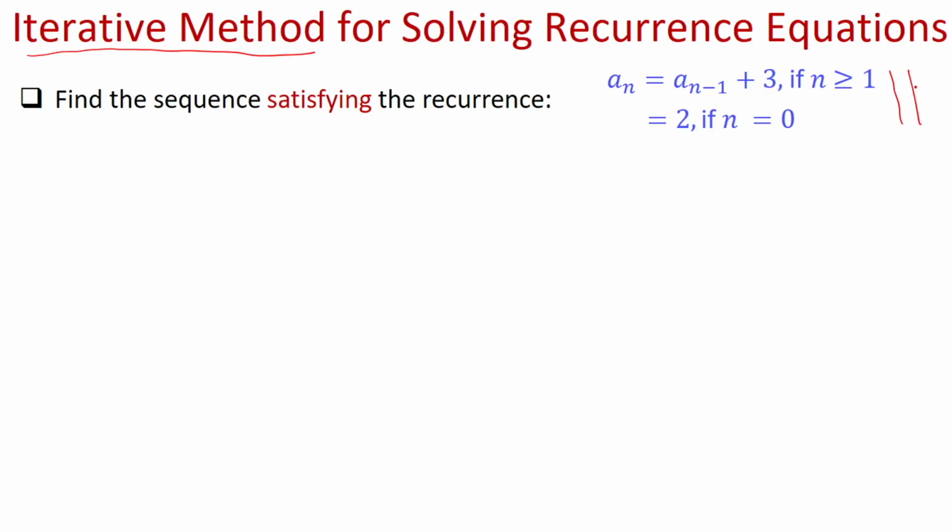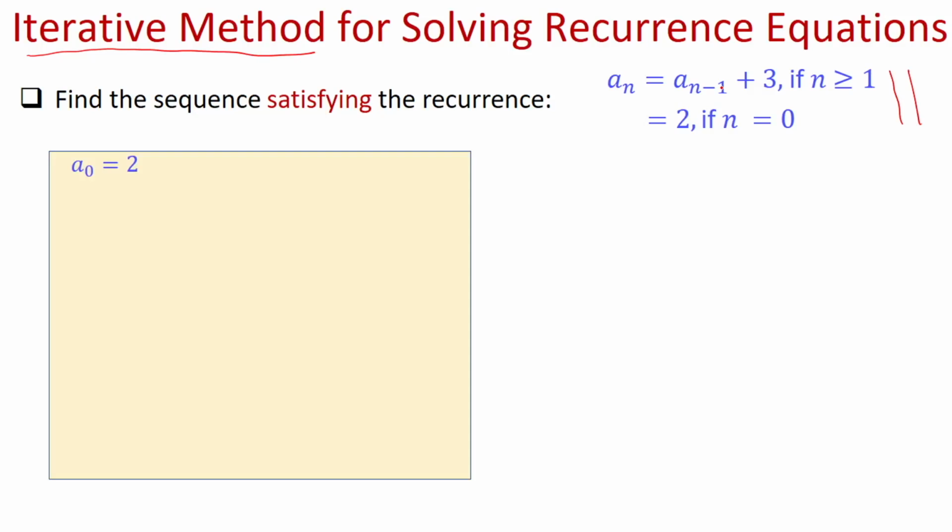I am supposed to find an infinite sequence whose zeroth term, or the starting term, is 2, and from the next term onwards, the term is the previous term plus 3. So I have to find one such sequence satisfying this condition. And when I say I want to find a sequence, I won't find the entire sequence, but rather I will find a closed form formula characterizing the nth term of that infinite sequence. So this is how we can do that using the iterative method.